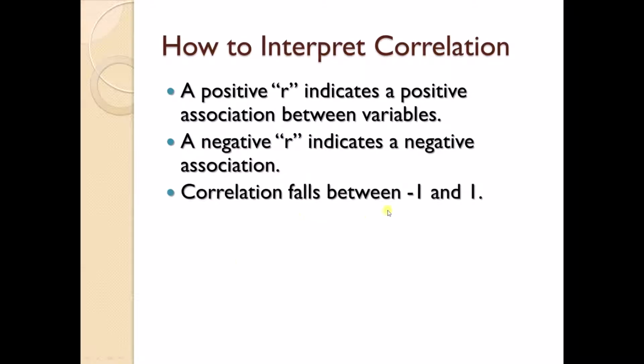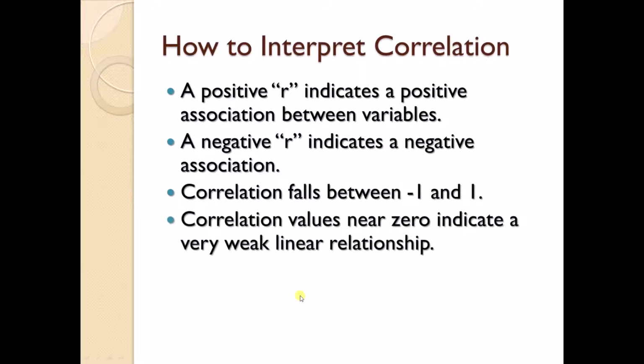Now, correlation falls between -1 and 1. 1 is the strongest possible positive linear relationship you can have as far as an R value goes, and -1 is the same for a negative slope, a negative relationship. If you get a 1 or a -1, which you probably won't in your whole life, but if you get close to it, then you're going to see perfectly lined up data points along a straight line, or very close to it, either in the positive or the negative direction. Correlation values near 0 indicate a very weak linear relationship.